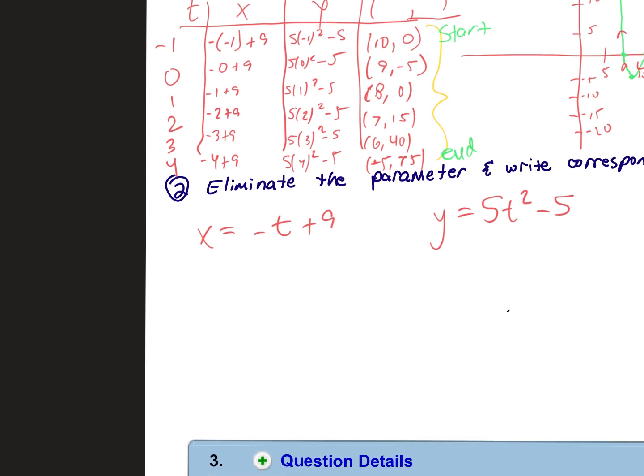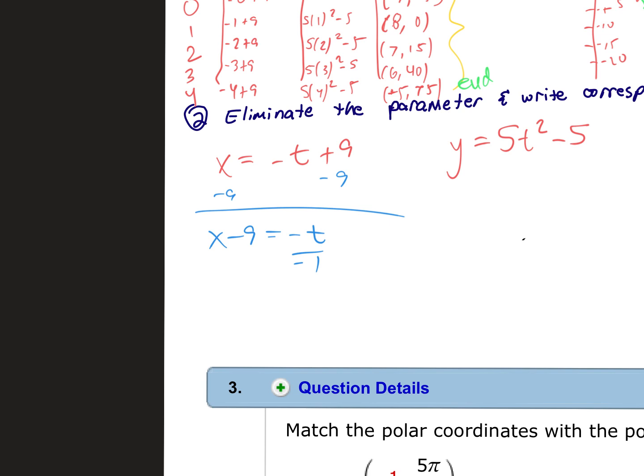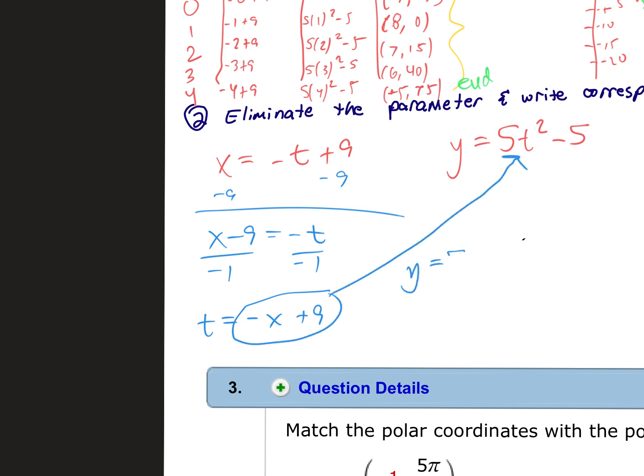All right, first of all, I'm going to take my first equation, x equals, and I'm going to get it t equals. So I'm going to subtract 9 from both sides. You guys agree? So x minus 9 equals negative t, and then I do what? Divide by negative 1. So this becomes t equals negative x plus 9. Does everyone understand that? Yes? So now I'm going to take this, and I'm going to plug it in right there. So I have y equals 5 times (negative x plus 9) squared minus 5.